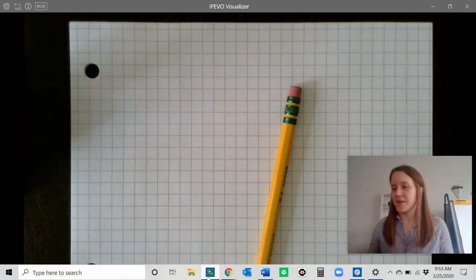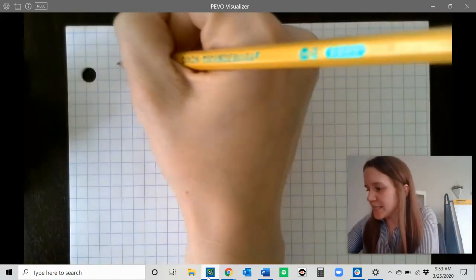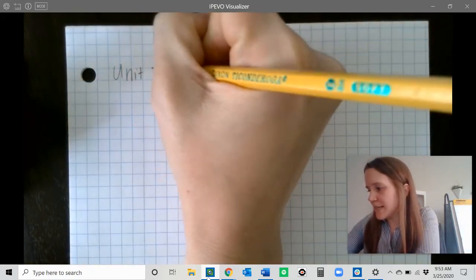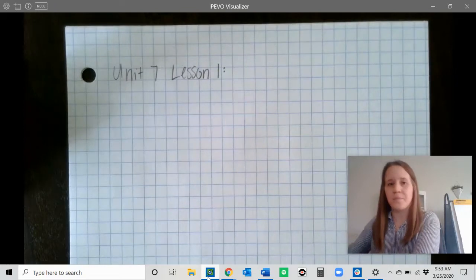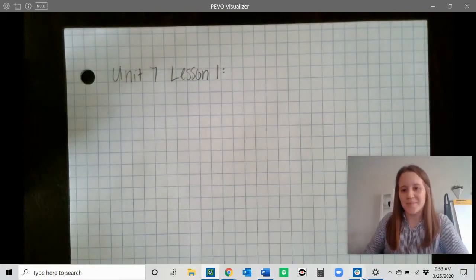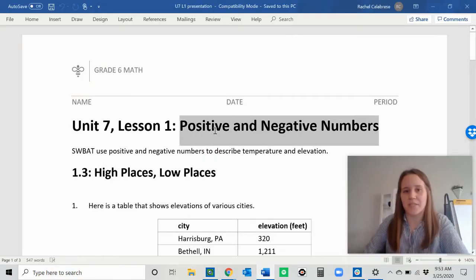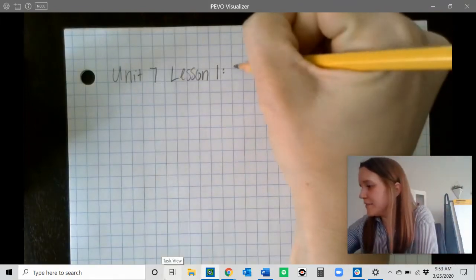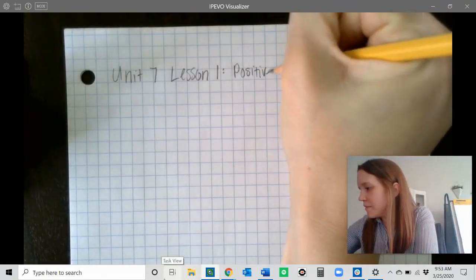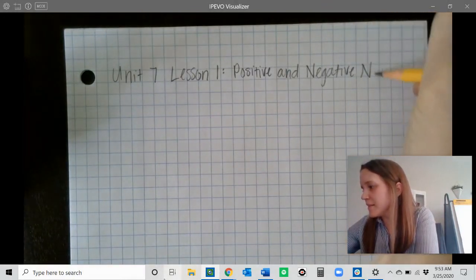So let's go ahead and set up our notes. What I put on my paper, you should also have on your paper. So here we go. This is Unit 7, Lesson 1. Unit 7, Lesson 1 is called Positive and Negative Numbers. So I'm going to go ahead and write that title into my notes. You should do that as well. Positive and negative numbers.